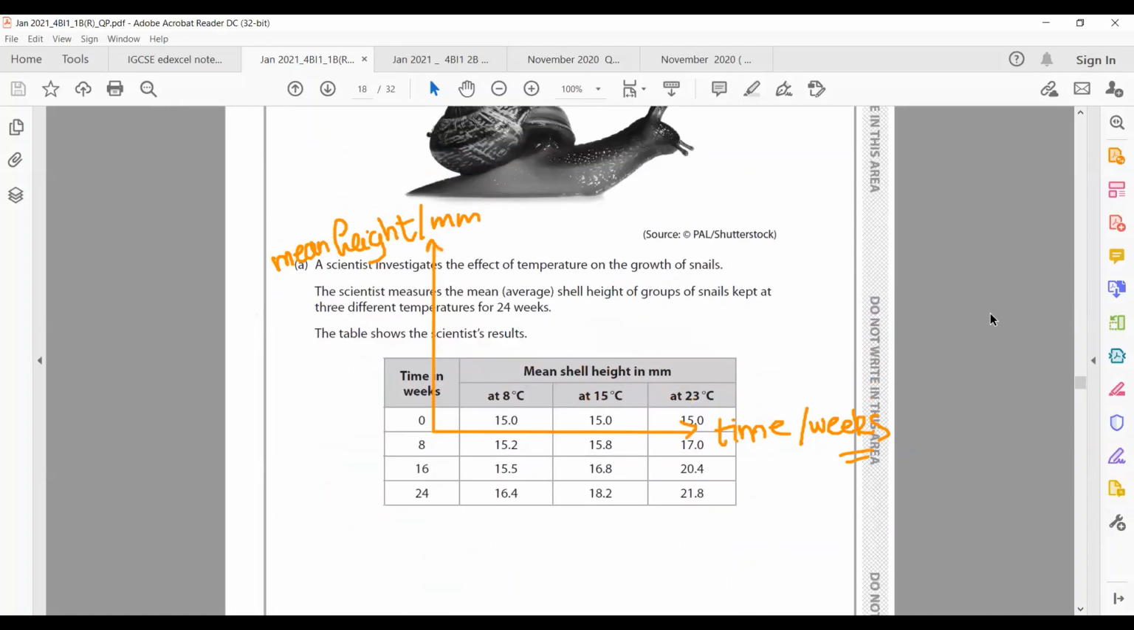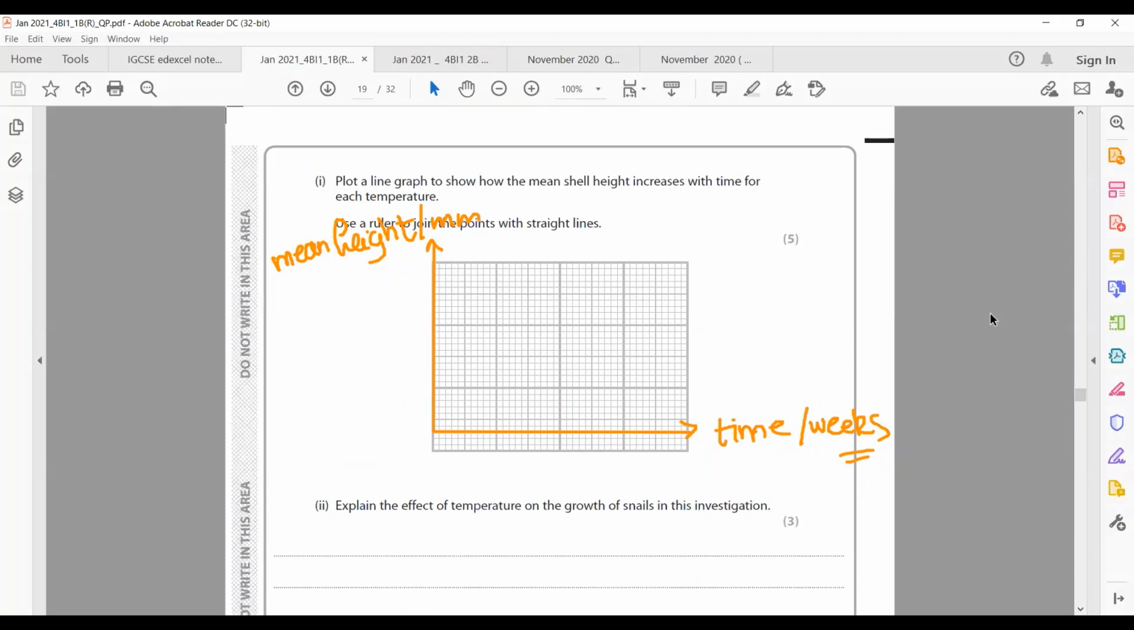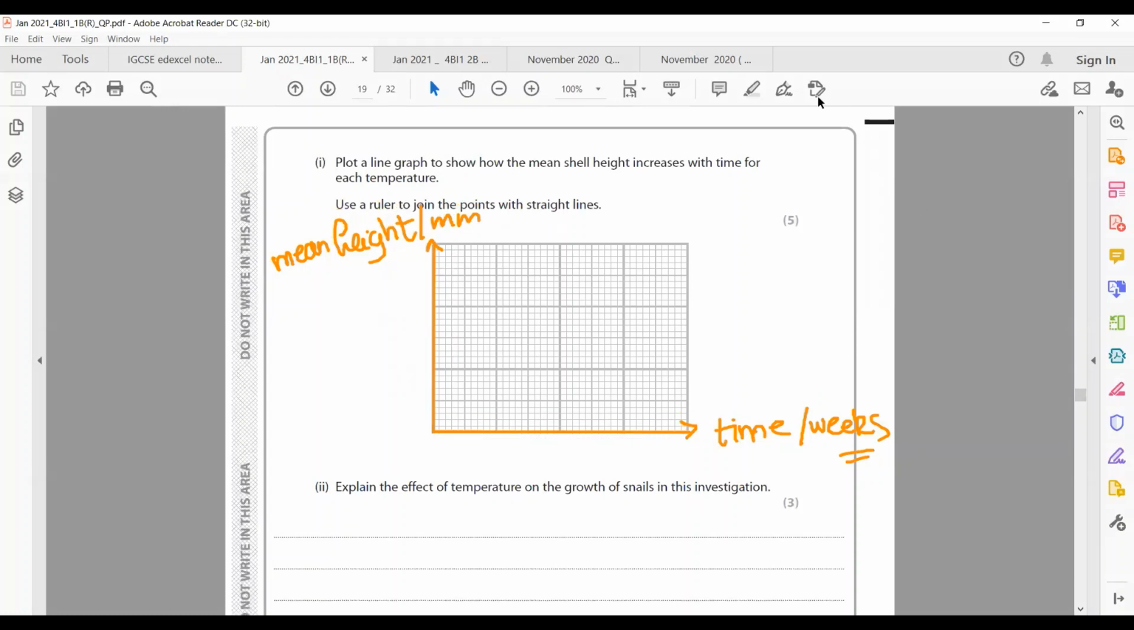0 8 16 24. يبقى هنا عندي 0 هعملها كده 10 20 and 30. اوكي. اول واحده كانت 8 yes and then 16. يبقى ال 8 هتبقى هنا. This is 8 وبعدين 16 here and 24 يبقى here.